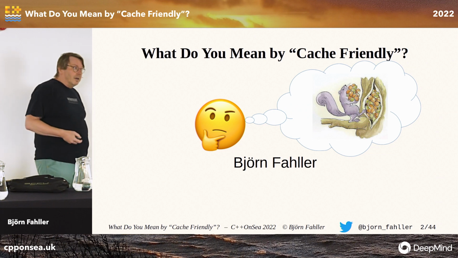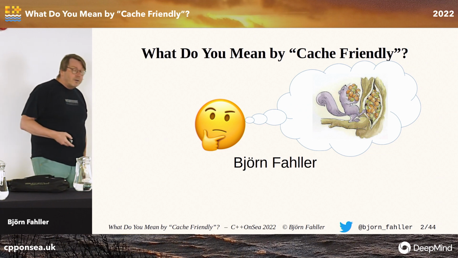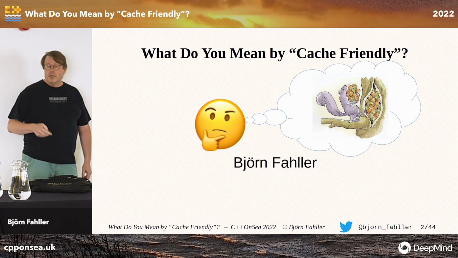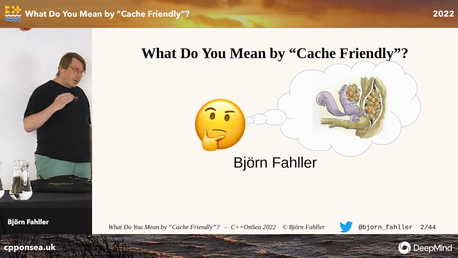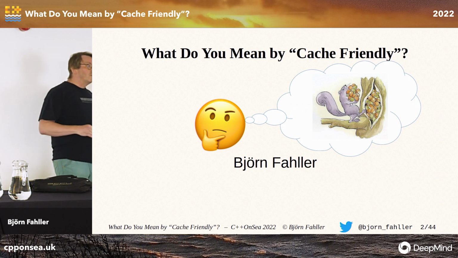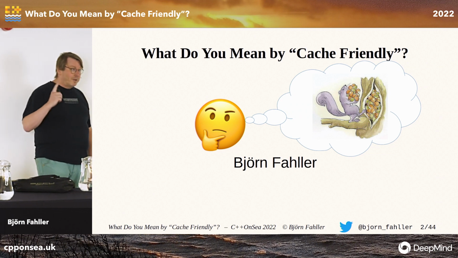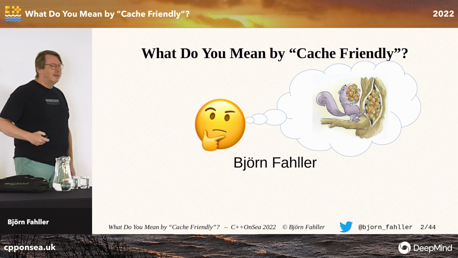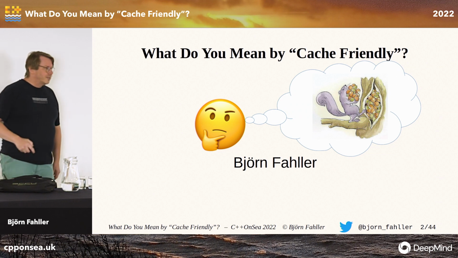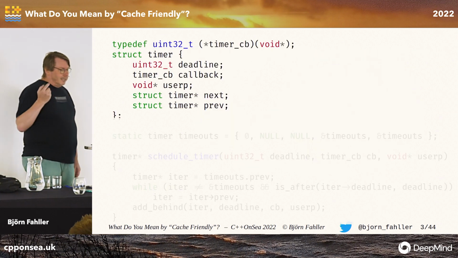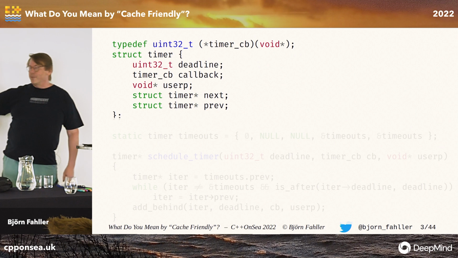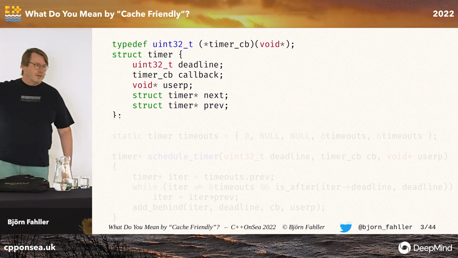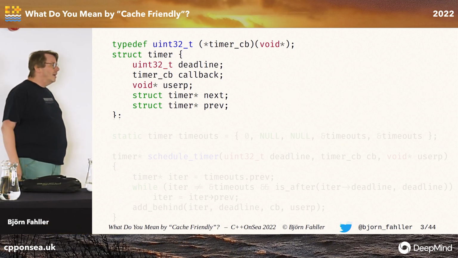So I ran a profiling on this daemon, and I saw that it spent about 75% of all its cycles in one function called schedule timer. What? Okay, so dive into the code. It looks like this. This is a simplification, but roughly like this. This is an old C API.